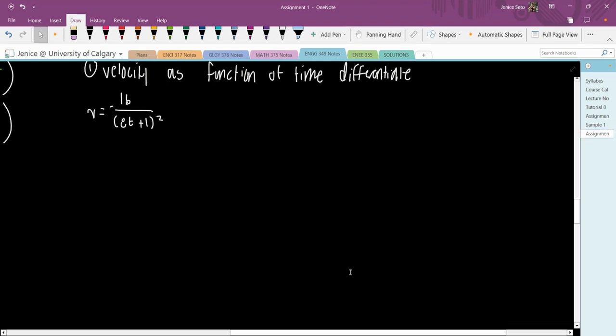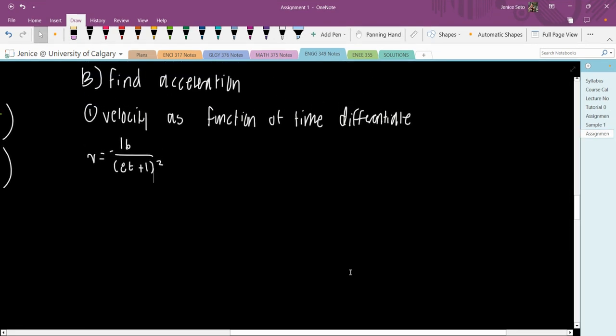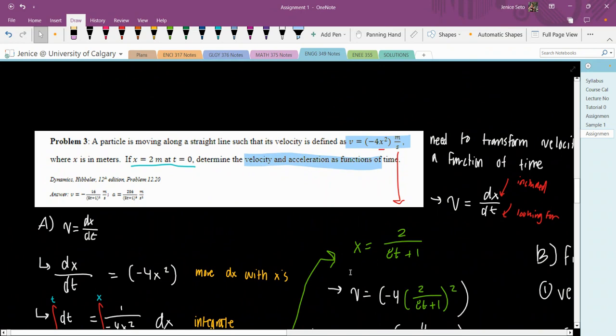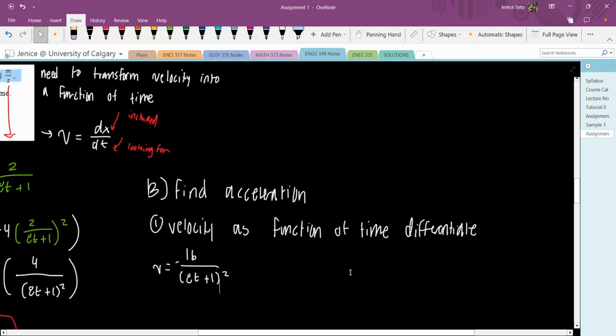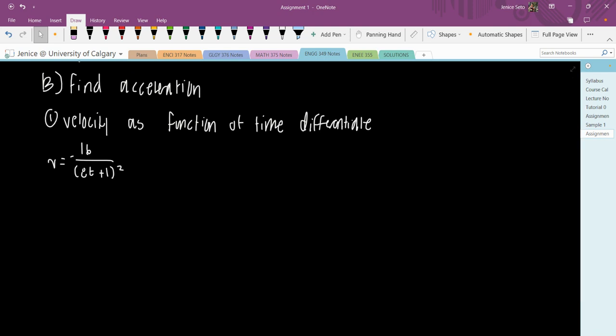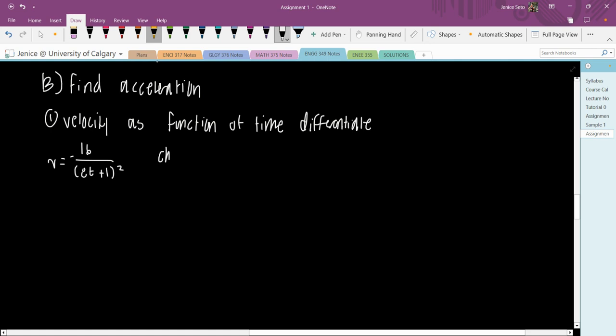All right, sorry, I realized my mistake. In the last video, I wasn't differentiating properly. We are back to question 3, and we are finding acceleration as a function of time. We've already found velocity as a function of time, and we're going to use that and differentiate. And this is chain rule.